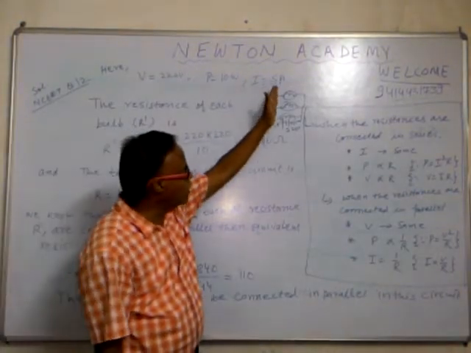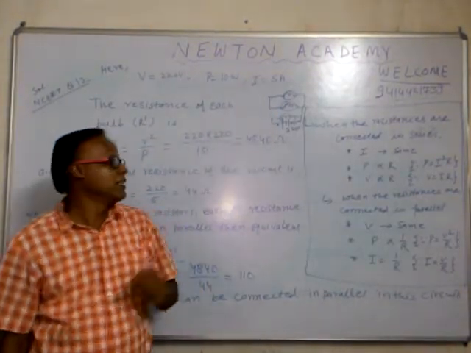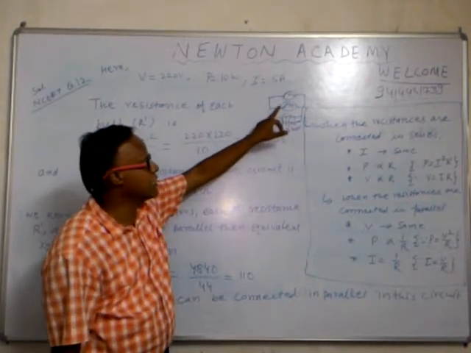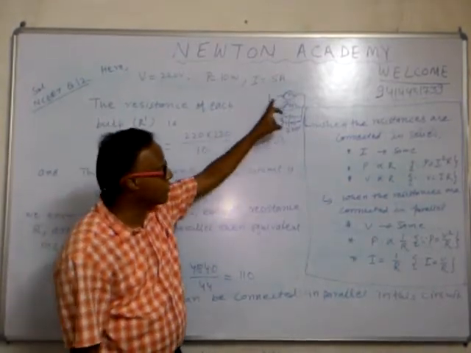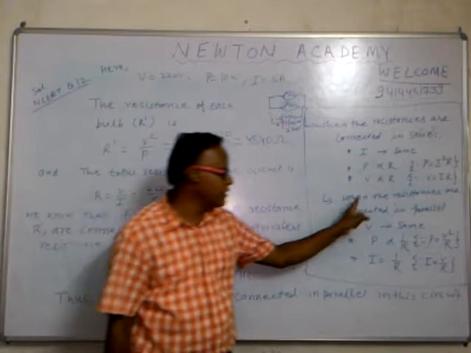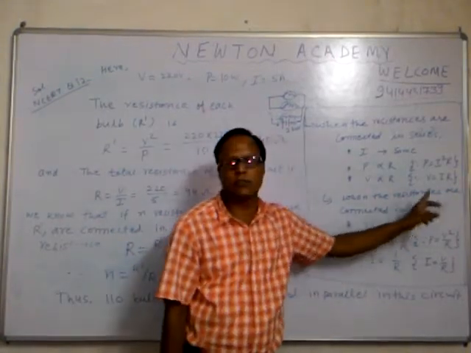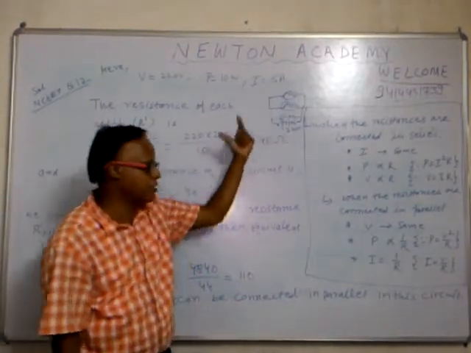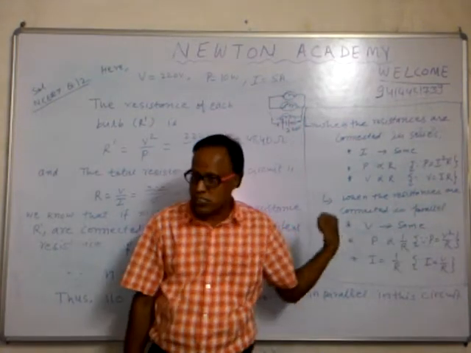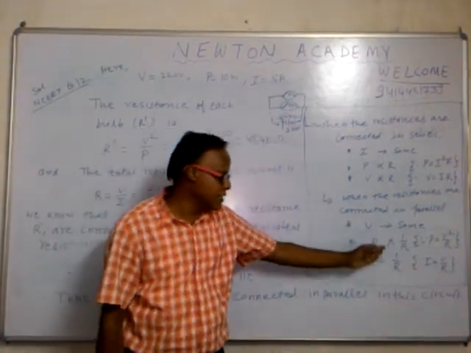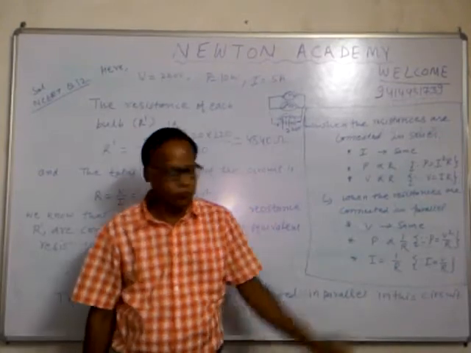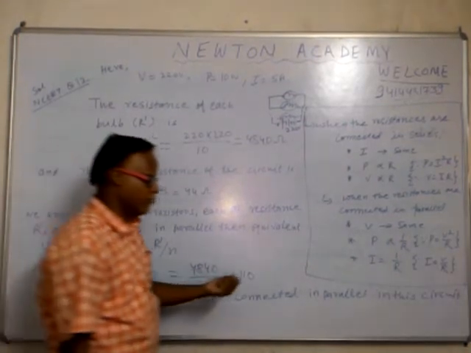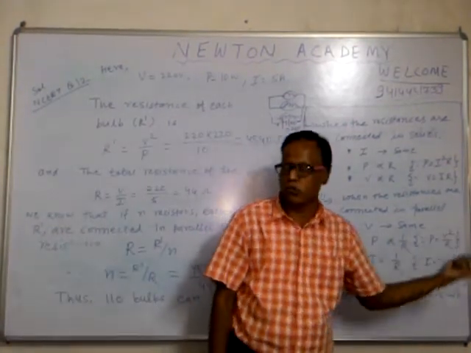So here all the bulbs are connected in parallel. When bulbs are connected in parallel, each bulb has some resistance, so resistances are connected in parallel. When the resistances are connected in parallel, the potential of each bulb remains the same. And in this situation, power is directly proportional to 1 by R, or we can say inversely proportional to R, by using the relation P is equal to V square by R.